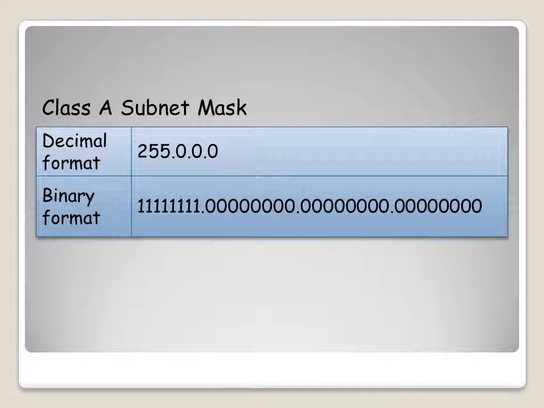Remember how in a Class A network the first octet always stayed the same? The subnet mask associated with the Class A network will always stay the same too. In a Class A network, your subnet mask will be 255.0.0.0. All the binary bits in the first part of the Class A subnet mask are ones.